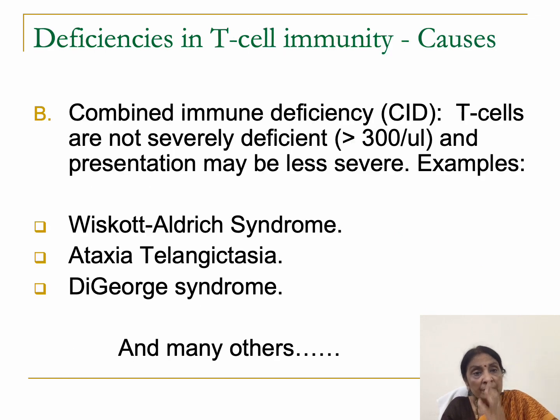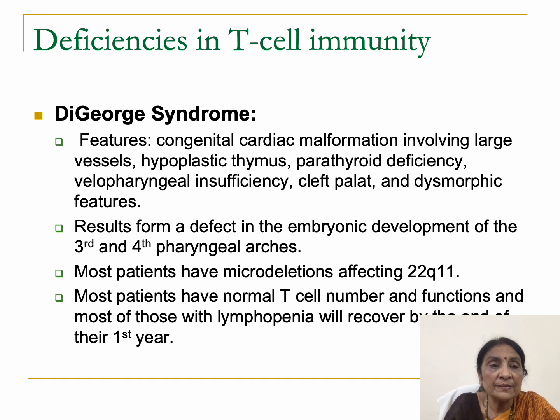T cell deficiency causes could be combined immune deficiency, where T cells are not very severely deficient, more than 300 per microliter, and presentation may be less severe, for example, in Wiskott-Aldrich syndrome, ataxia telangiectasia, or DiGeorge, and there are many others.